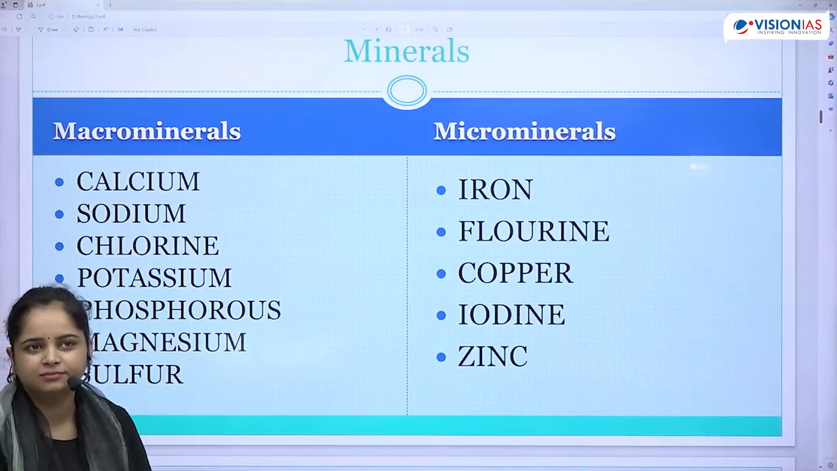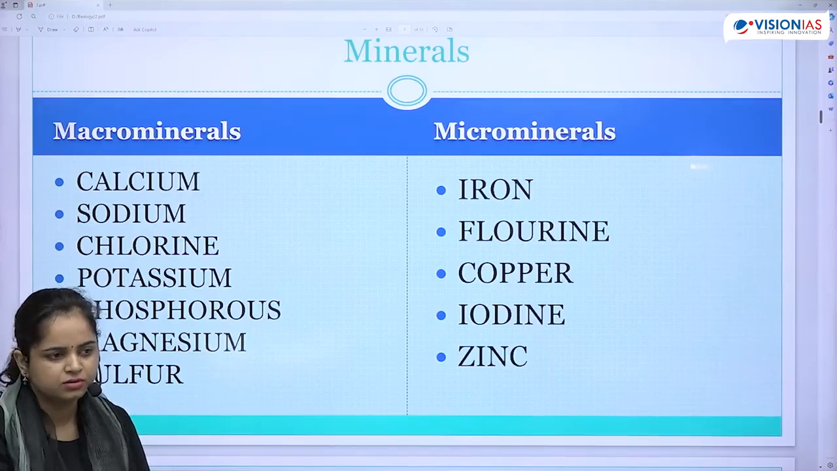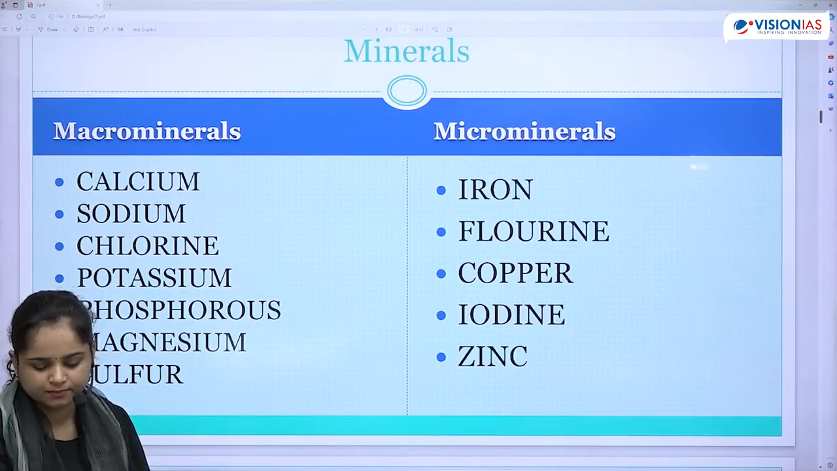Next is magnesium. Magnesium sources: nuts and seeds. And its deficiency leads to poor muscle coordination.